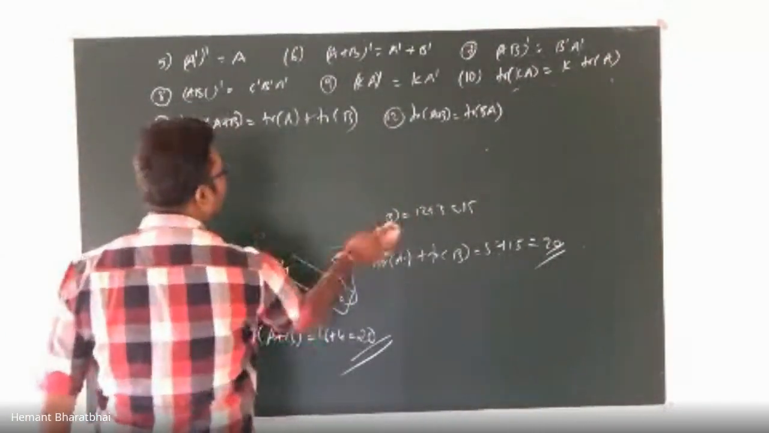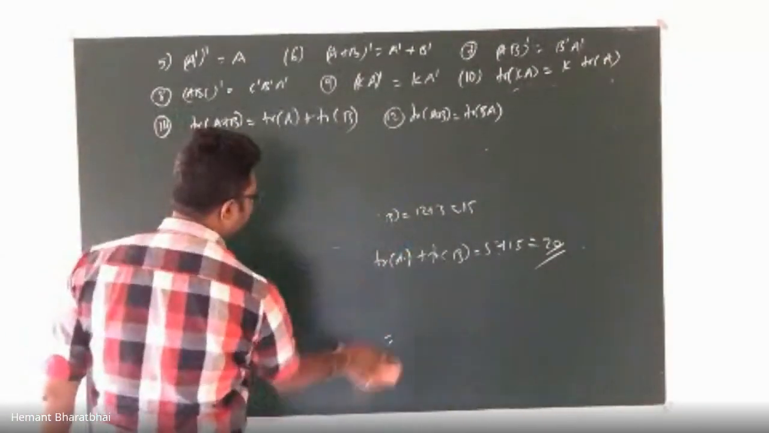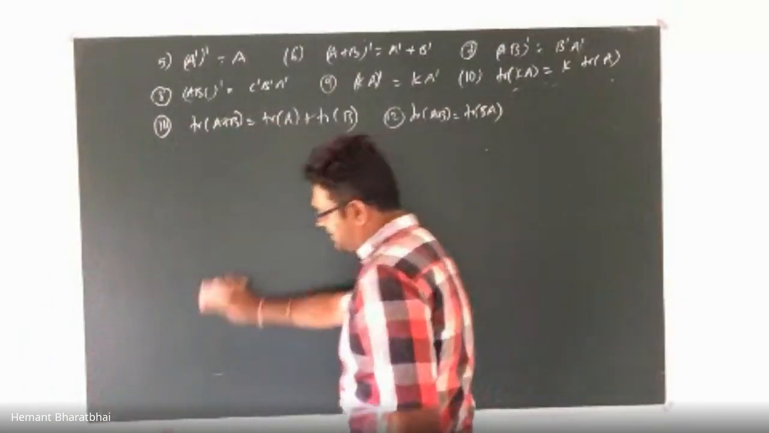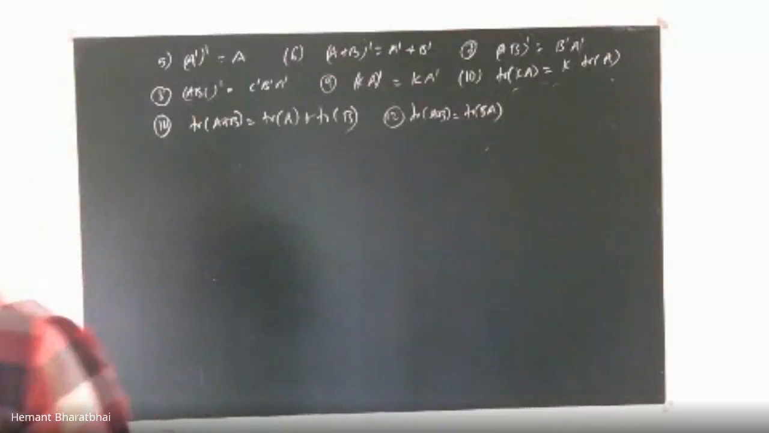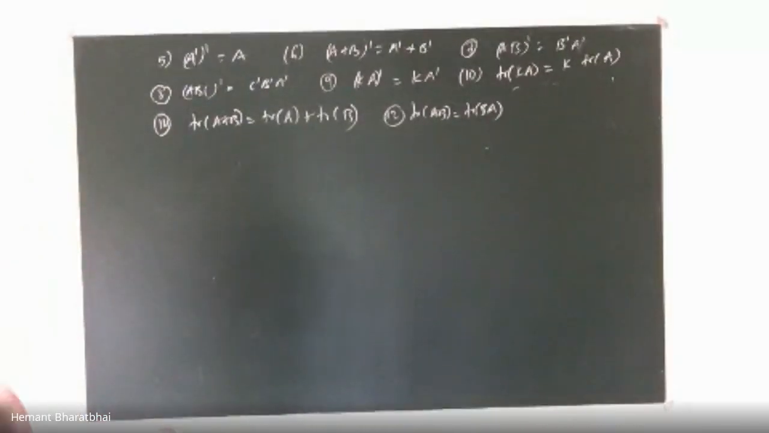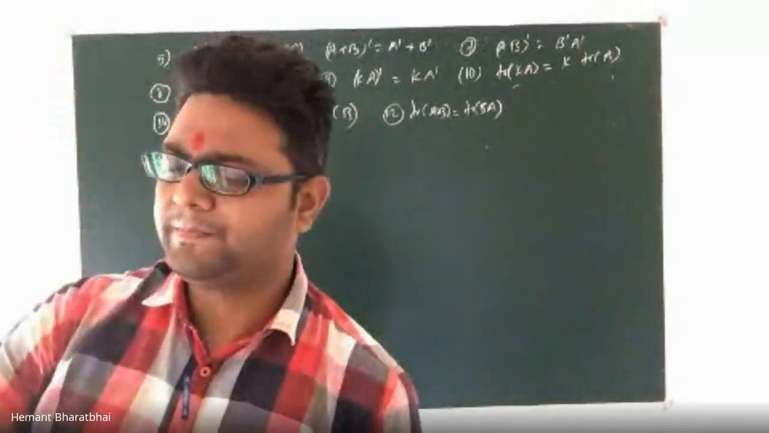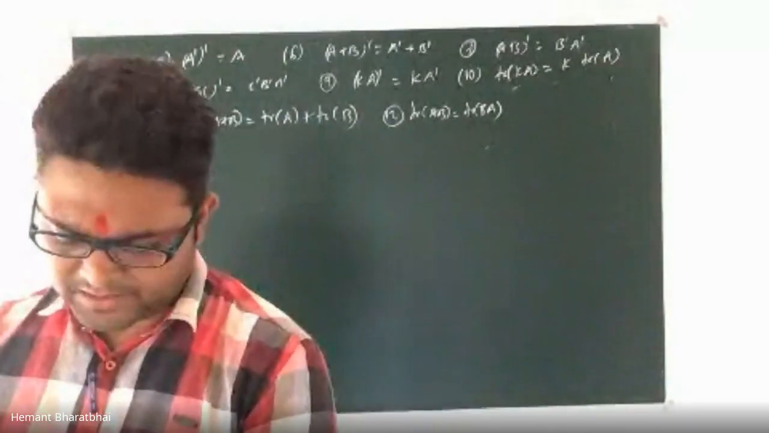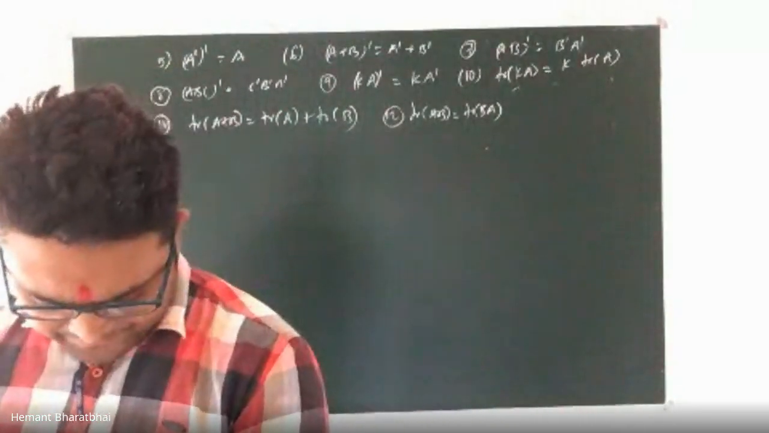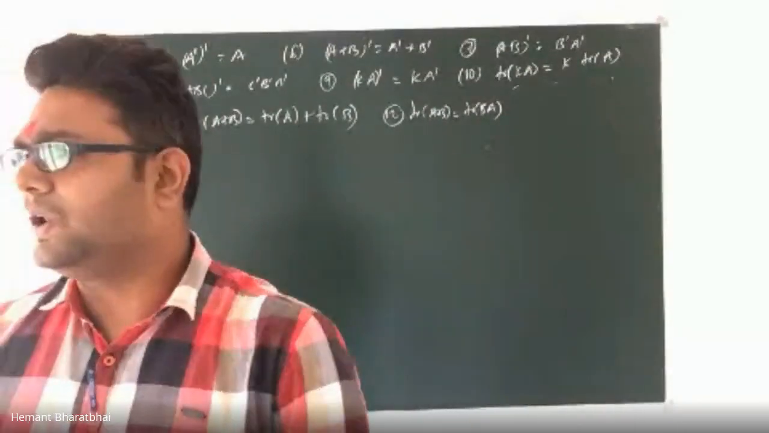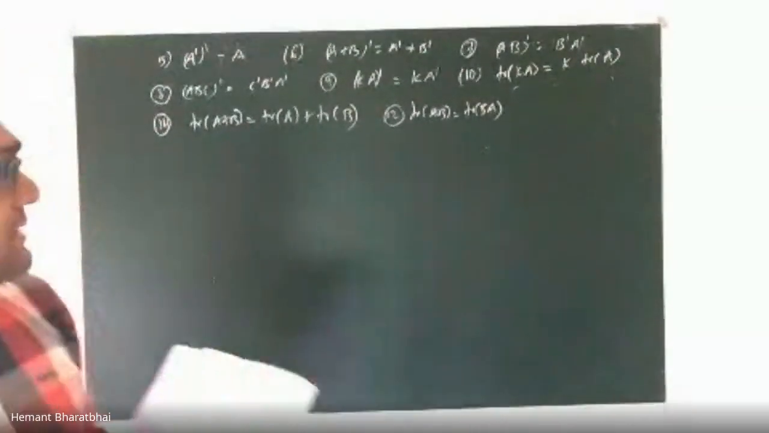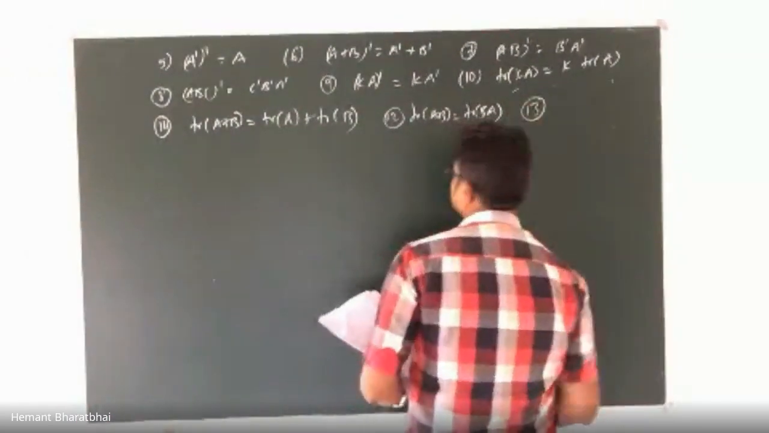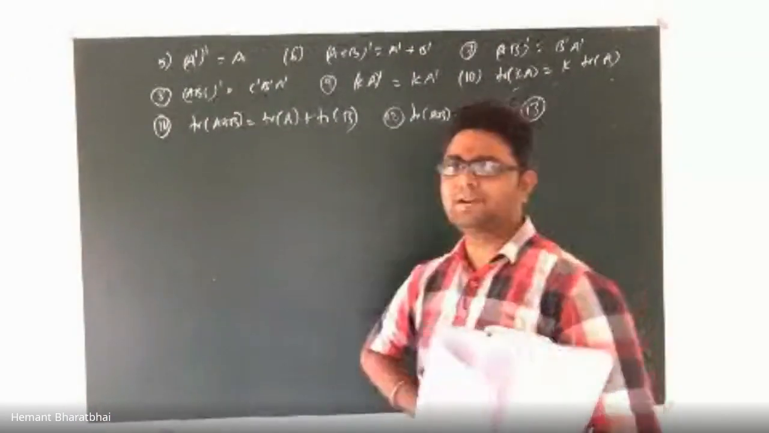Similarly, you can try the third property of the trace also, that is trace of matrix AB will be equal to trace of matrix BA. You can try this property at home. I will prove certain properties and certain properties you will try, because there are a lot of properties in the entire chapter. Next, similarly, we have properties of trace of a matrix.